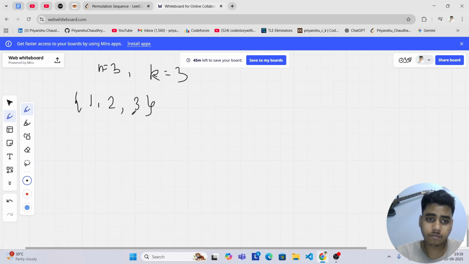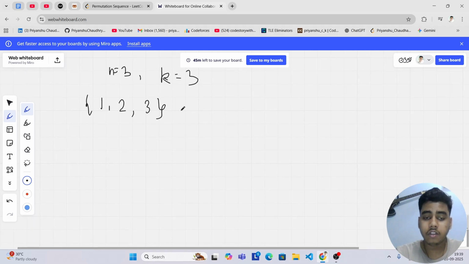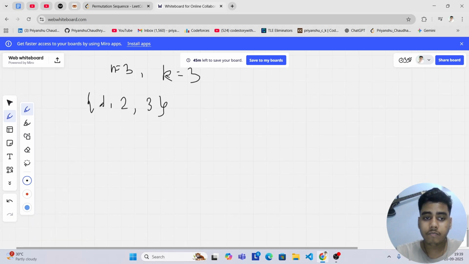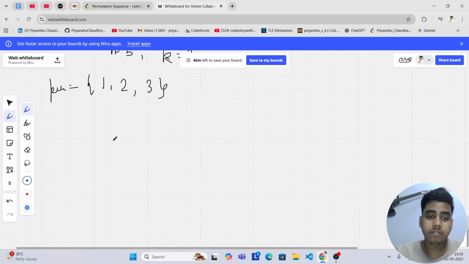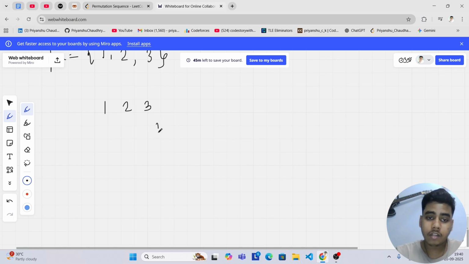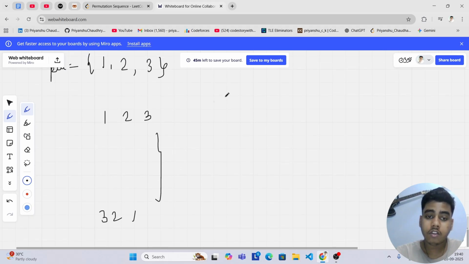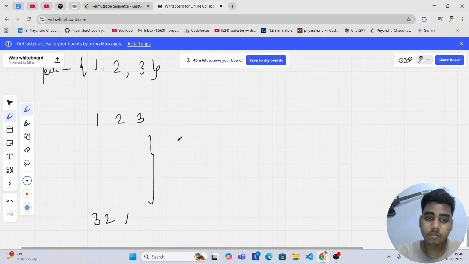So 1 2 3 is given. This is, let's say, our permutation. This will be my first permutation, and my last permutation will be 3 2 1, just the opposite.